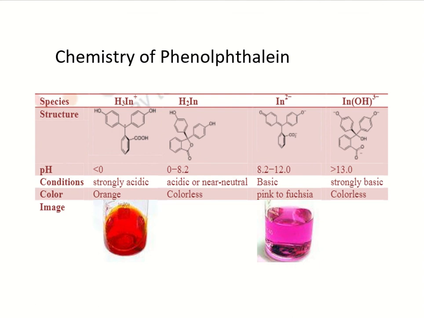This table shows the properties of phenolphthalein: its color range, its pH, its condition, its structure, etc. So here you can see at pH lower than 0 or near 0, it appears orange. At pH 8.2 to 12, it appears pink.